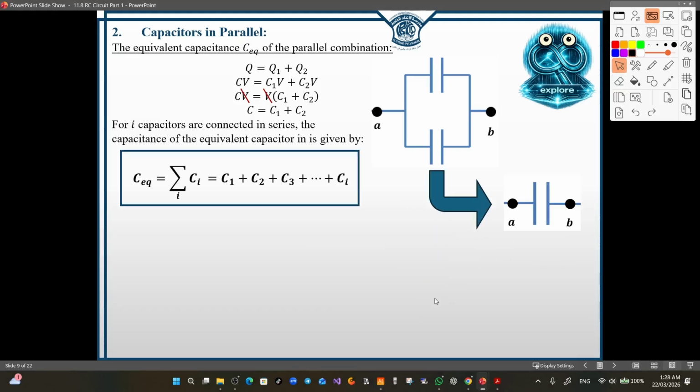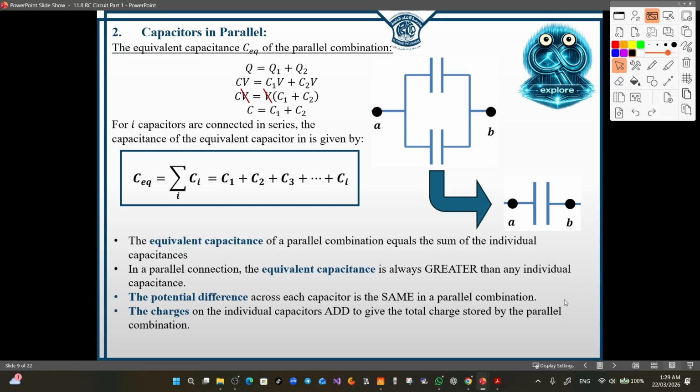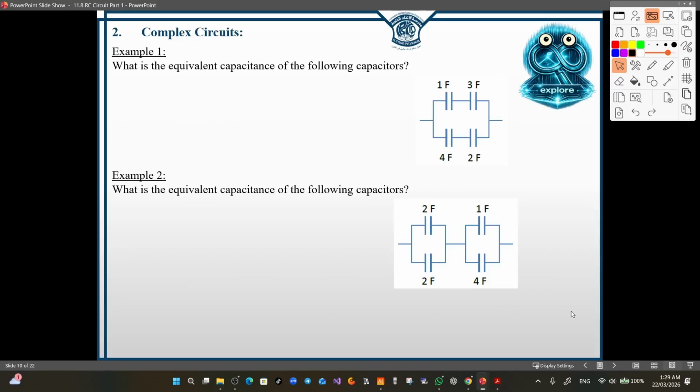Now the C equivalent for I number of capacitors should be written in this way. The equivalent capacitance of a parallel combination equals the sum of the individual capacitances. In parallel connection, the equivalent capacitance is always greater than any individual capacitance. In series, we found that the equivalent will always give us a smaller capacitance. The potential difference across each capacitor is the same in a parallel combination. The charges on the individual capacitors add to give the total charge stored by the parallel combination.